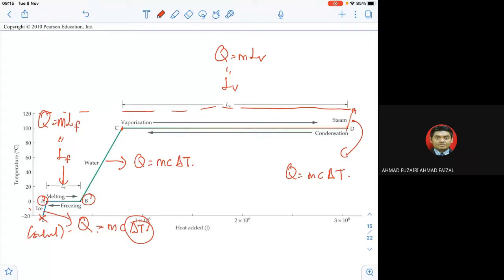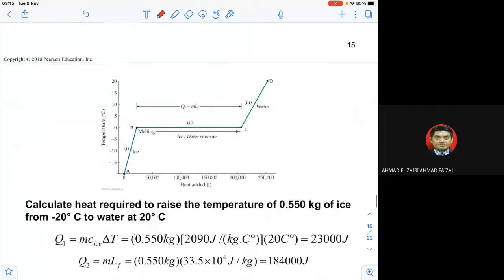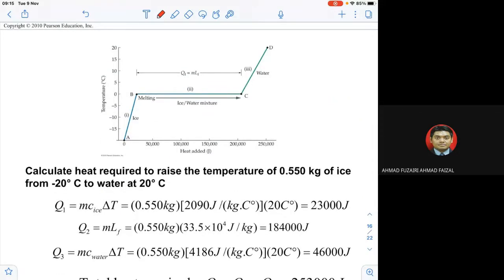So these are the processes involving heat added to the water system, from solid becoming water vapor, or gas phase. Okay. So let's say the question asks you to calculate the heat required to raise the temperature of 0.55 kilogram of ice from negative 20 degrees Celsius to water at 20 degrees Celsius. There are three parts, the first of which is MC delta T. Q equals MC delta T.